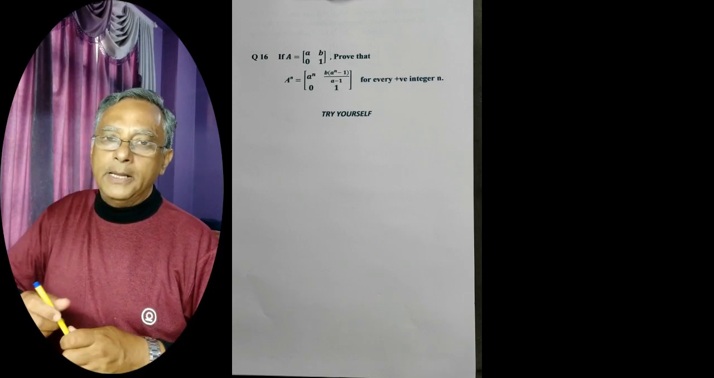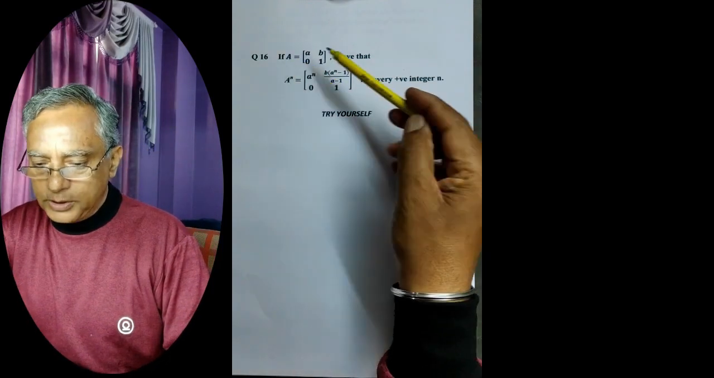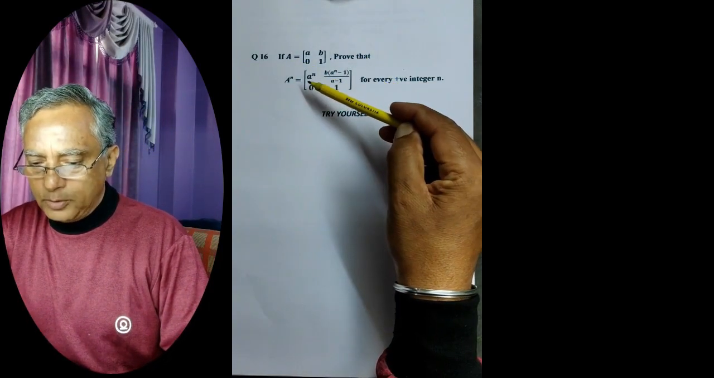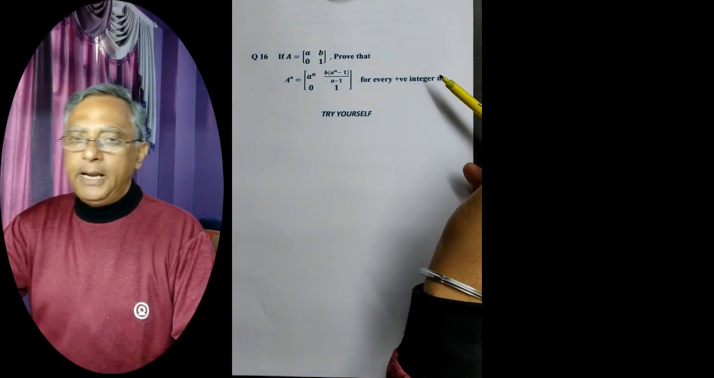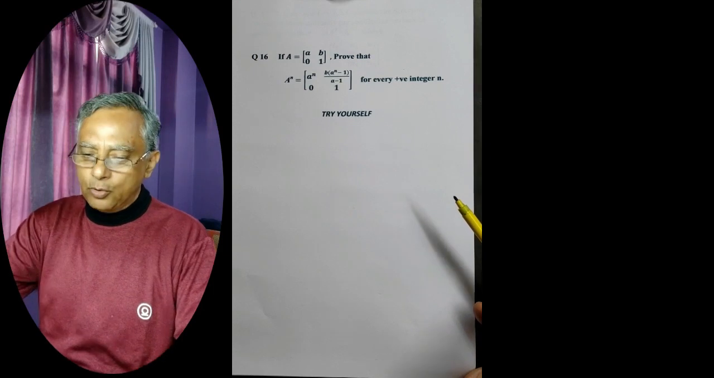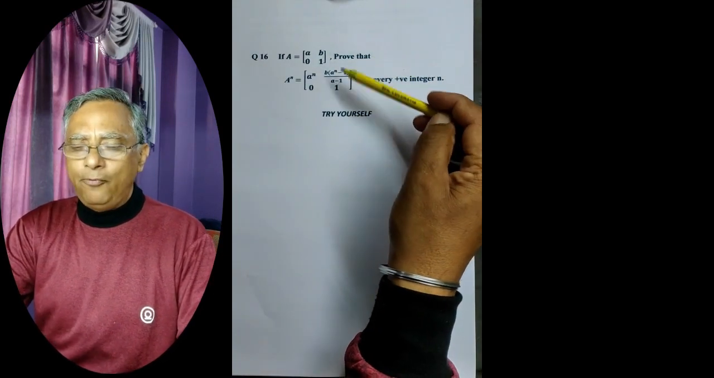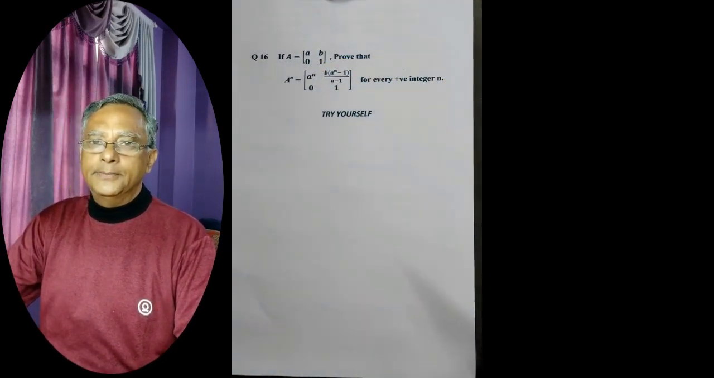Now, we take up another question. A is equal to this much. Prove that A to the power of n is this much for every positive integer n. And you can try it yourself on similar lines.